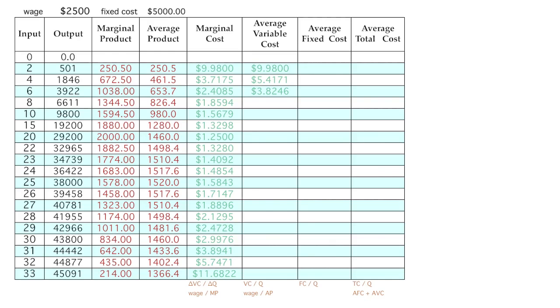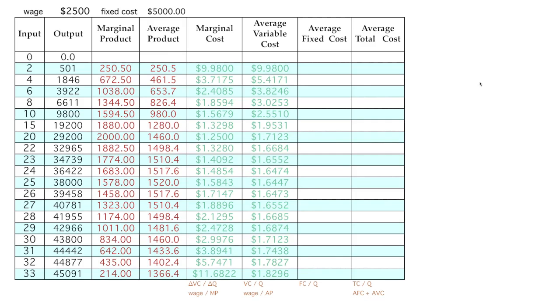The rest of these numbers, I'm going to show you what the answers are, but again, that's how you get them. Down here at the bottom, I've got the formula: you can take the variable cost, which is the wage times the amount of labor you're hiring, and divide that by the output, Q here standing for output, or you can take the wage divided by the average product. 2,500 divided by each of these average product numbers gives you these numbers here.